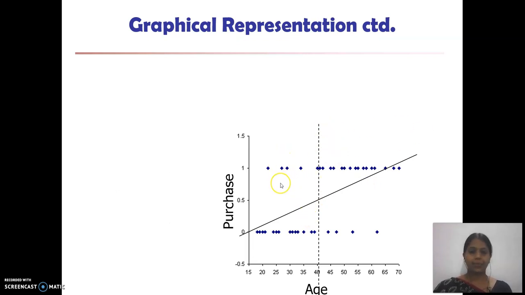There are some exceptions, there always are. They are residuals, they are errors. So the discriminant line here has been drawn in the form of a regression line. At age 40, at this point, the value is 0.5. Those who are above age 40 have purchased, and those below age 40 have not purchased. So these are all residuals, these are all errors.